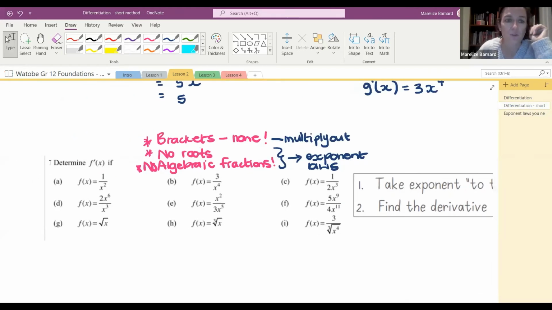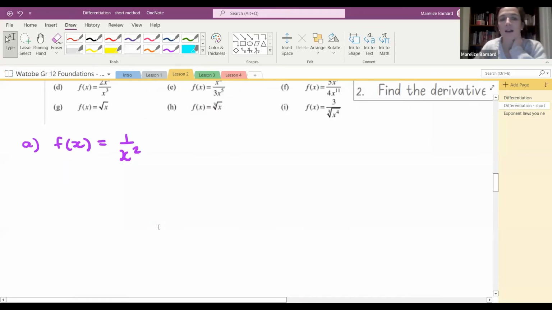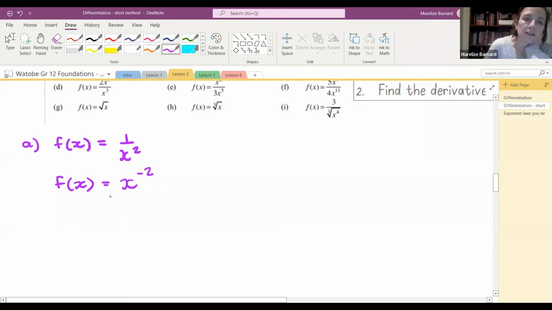So I'm going to do this first one together, and then you guys will start working on the same ones or the same ideas. So f of x is 1 over x to the power of 2. So here we have an x in the denominator, x squared in the denominator. So to change that, because we cannot differentiate it yet, we make it x to the power of minus 2. That's fine. We can differentiate that.